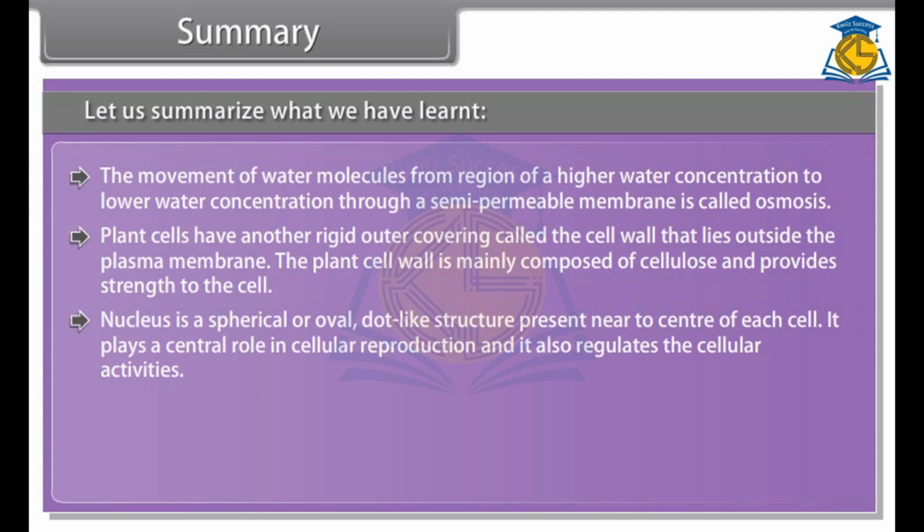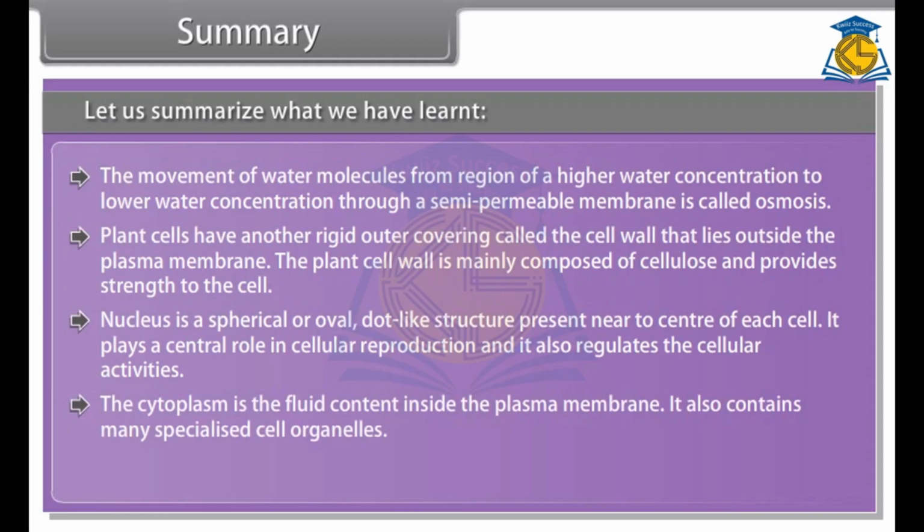Nucleus is a spherical or oval, dot-like structure present near the center of each cell. It plays a central role in cellular reproduction, and it also regulates the cellular activities. The cytoplasm is the fluid content inside the plasma membrane. It also contains many specialized cell organelles.